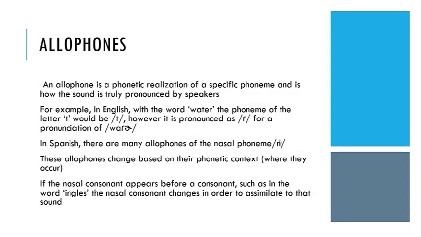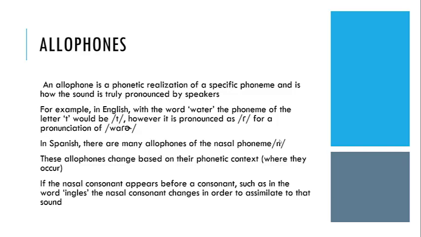You might be wondering, what is an allophone? An allophone is a phonetic realization of a specific phoneme, or sound. It is how the sound is actually pronounced by speakers of the language based on a specific context. For example, in English, with the word water, the phoneme of the letter T would be T. However, we don't say water with a T, but instead we say water with the tap sound. This tap is an allophone of the T sound.